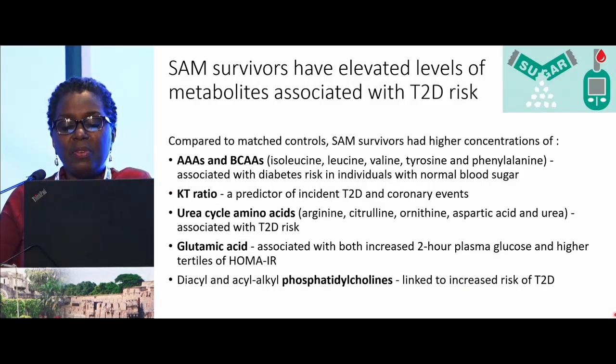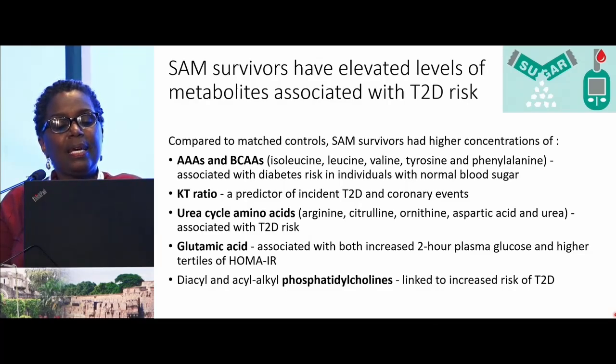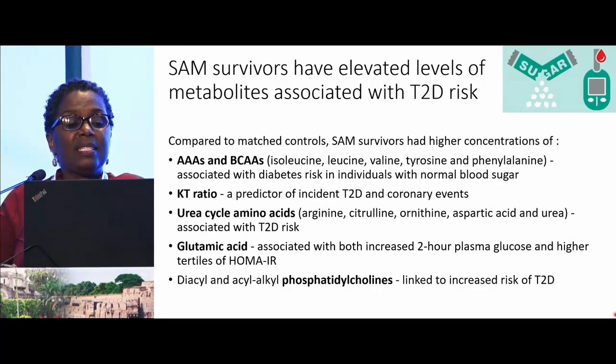When we look specifically at metabolites that were associated with the risk of type 2 diabetes, we show that SAM survivors, compared to matched controls, had higher concentrations of the aromatic amino acids and the branched chain amino acids, which are known to be associated with diabetes risk in individuals with normal blood sugar. SAM survivors also had a higher KT ratio, that's a kynurenine tryptophan ratio, which is a predictor of incident type 2 diabetes and coronary events.